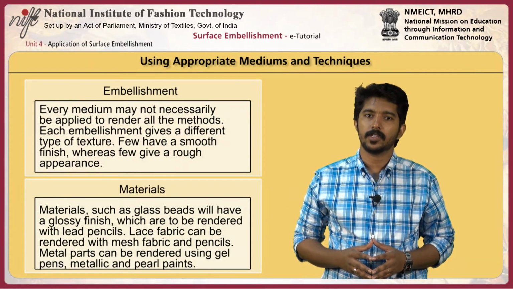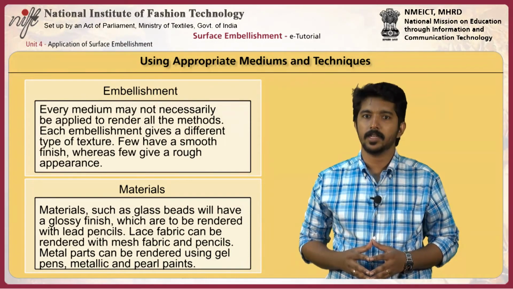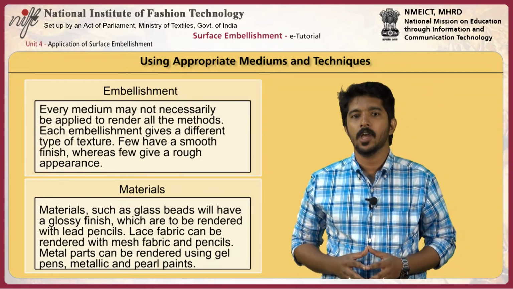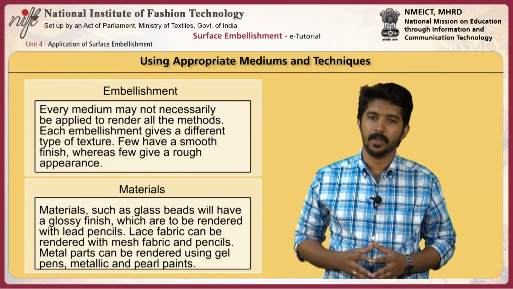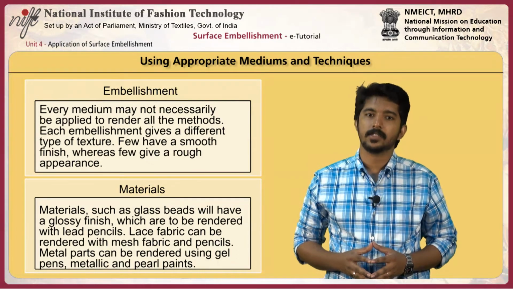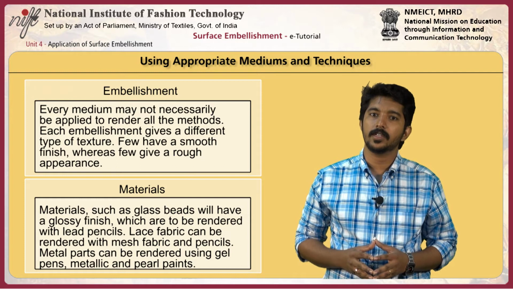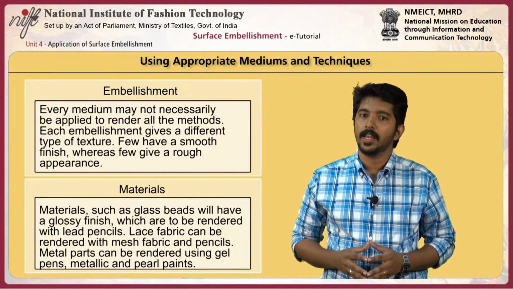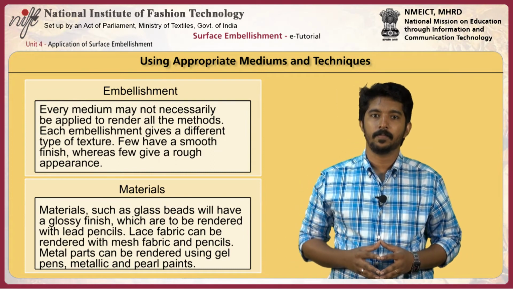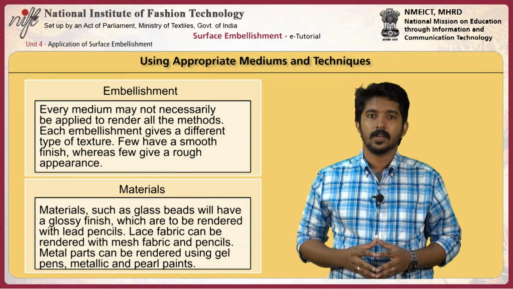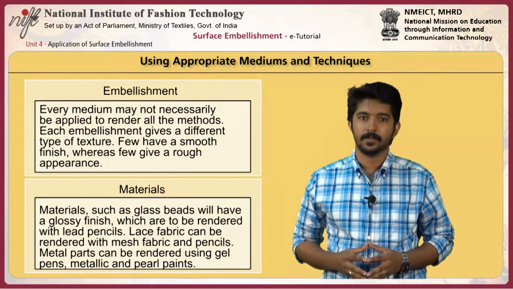Every medium may not necessarily be applied to render all the methods. Each embellishment gives a different type of texture. Few have a smooth finish, whereas few give a rough appearance. Materials such as glass beads will have a glossy finish, which are to be rendered with lead pencils. Lace fabric can be rendered with mesh fabric and pencil. Metal parts can be rendered using gel pens, metallic and pearl paints.